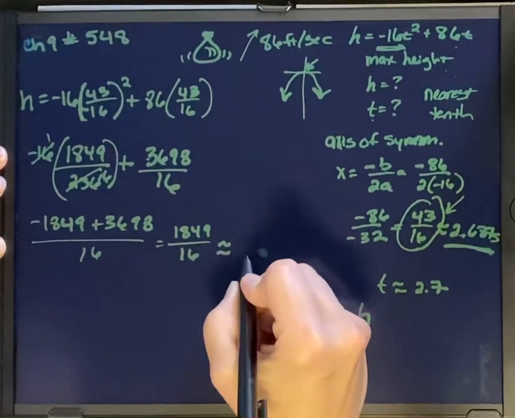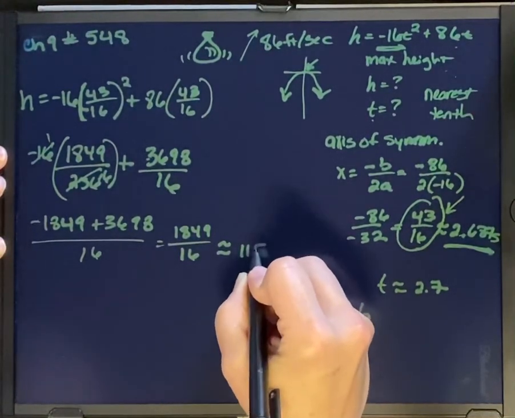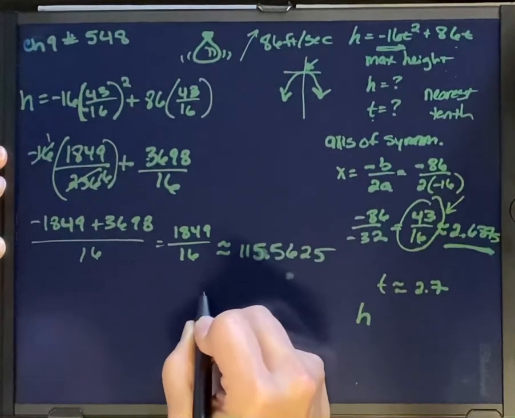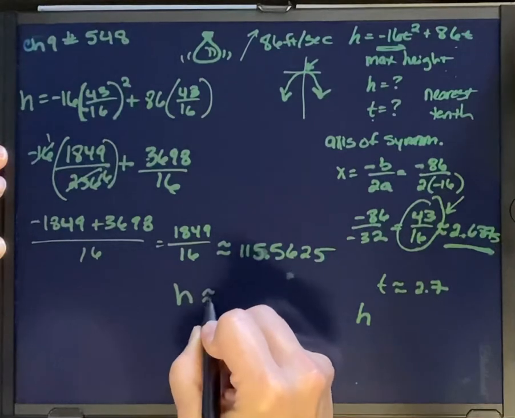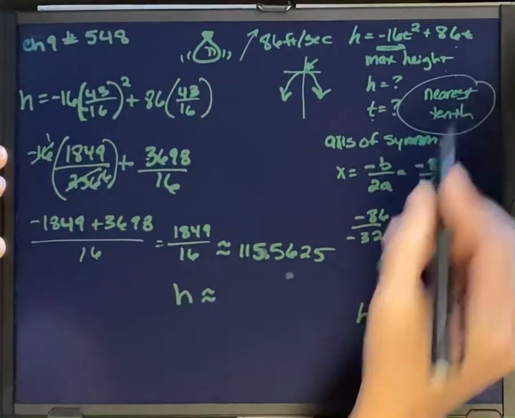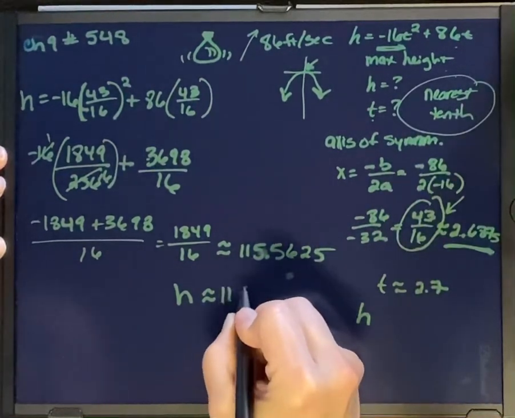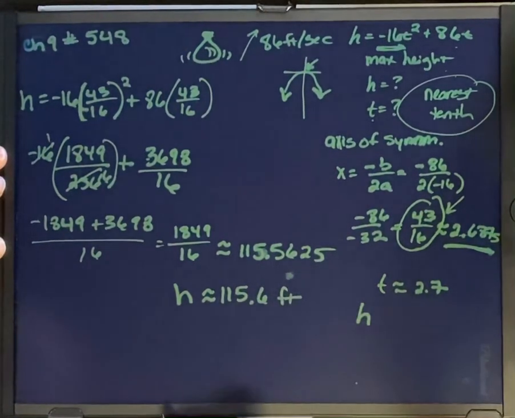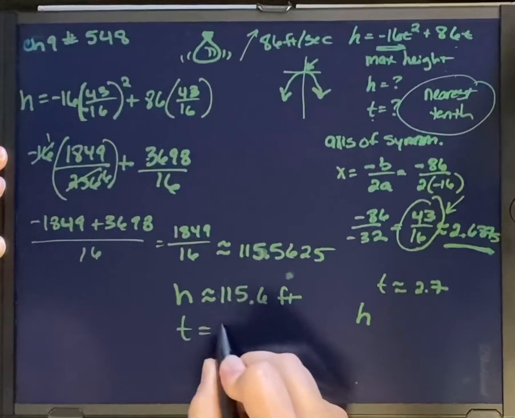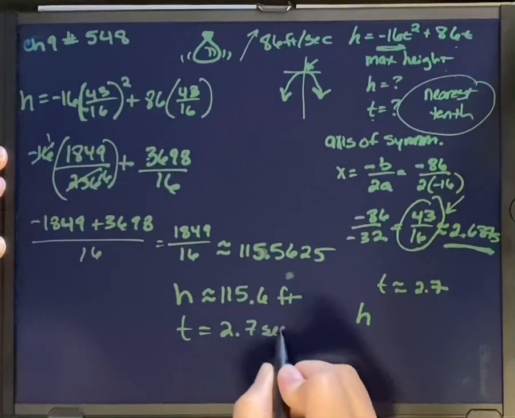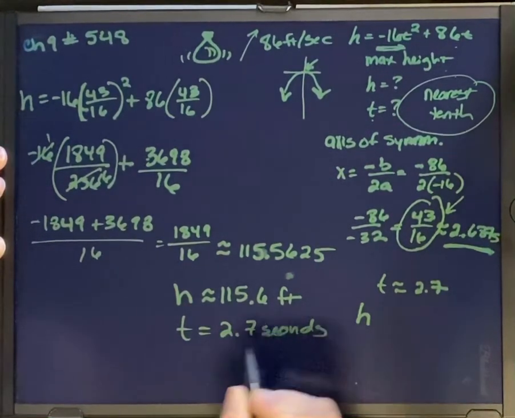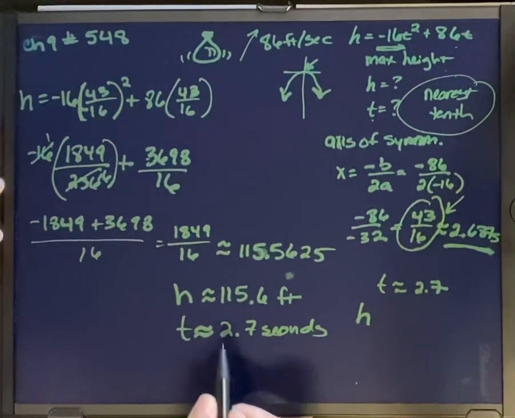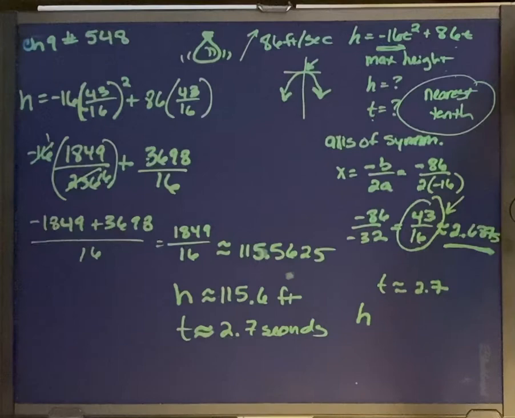Now we can go ahead and round. We can get an approximation. It's approximately 115.5625. So our height is approximately, it wants us to round to the nearest tenth, 115.6 feet. And that happens at time equals 2.7 seconds. When it's not exact, you usually indicate that by using these little squiggly lines to indicate that it's an approximation.